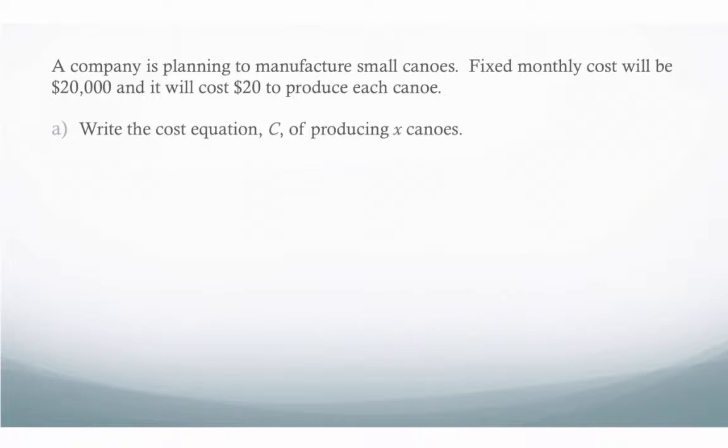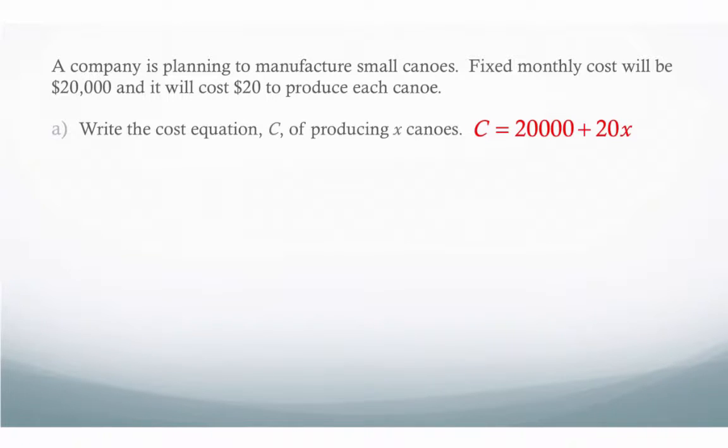The first step is to write the cost equation of producing x canoes. Well, I know that it's $20,000 and it costs $20 per canoe. So my cost equation is going to be C is equal to 20,000 plus 20x.